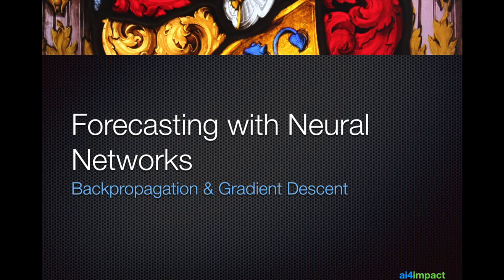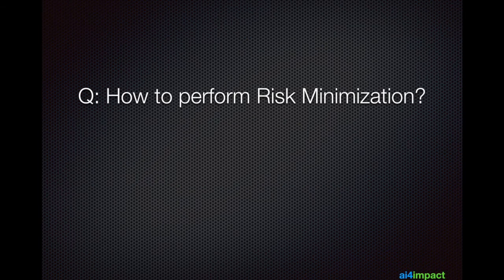In this section, I'd like to explain the two techniques we use in the learning algorithm itself. And these techniques are called backpropagation and gradient descent. So the question we're trying to answer is how to perform risk minimization.